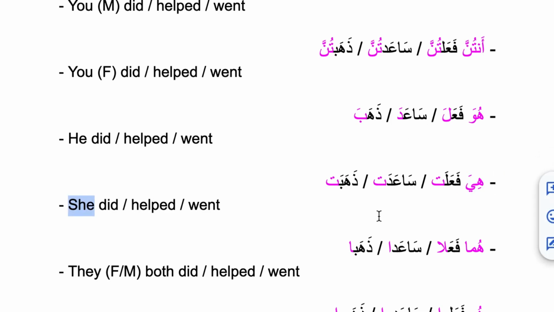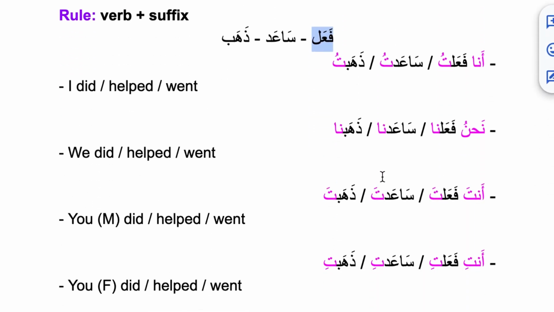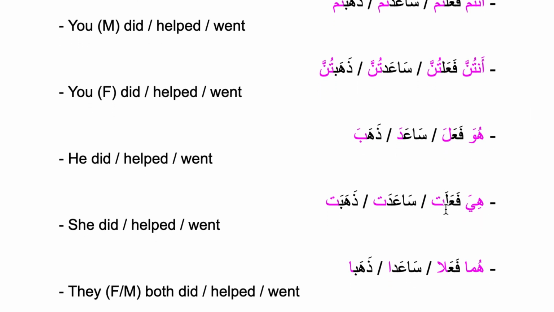Next, هي means she. فعلت means she did. Now, here there are two things you need to be aware of. The first thing is the suffix that we always use, and the second thing is the last letter of the verb before we add the suffix. For example, if we look at the verb in the past tense, it's pronounced like fa'al. And when we add the suffix, we know who did the action. But in this case, if you want to say that she did something, then you need to do two things.